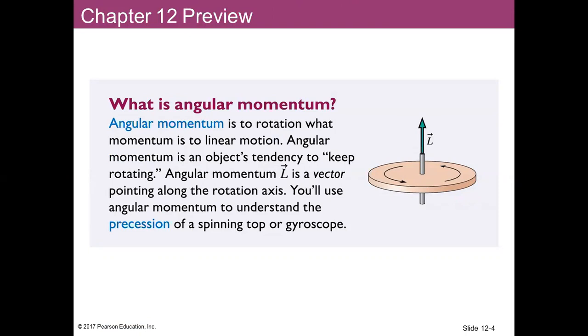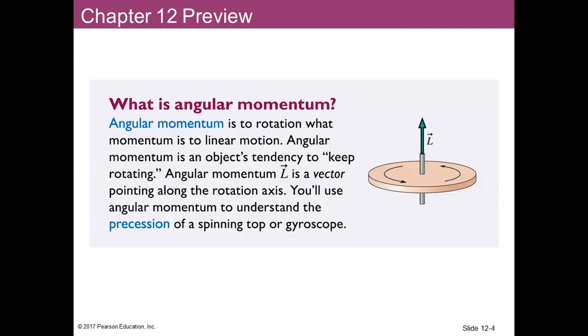What momentum is to linear motion, which means angular momentum is to rotation what linear momentum is to linear motion. Angular momentum is an object's tendency to keep rotating. It is denoted by L and is a vector pointing along the rotation axis.